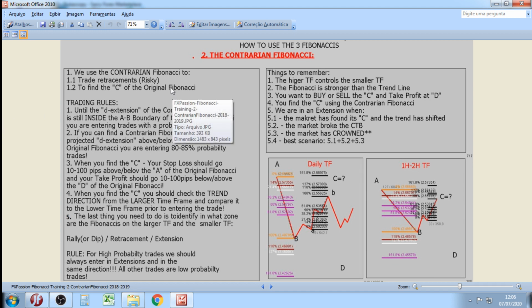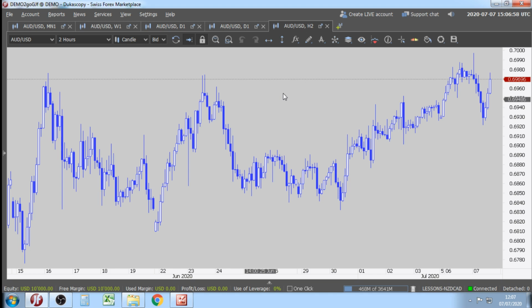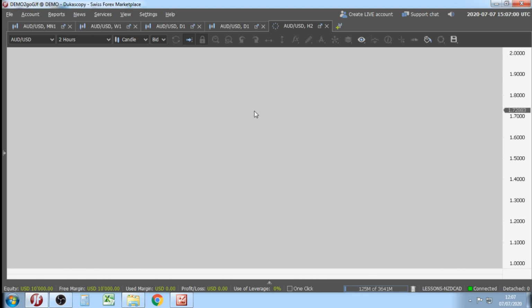Okay, everybody, the contrarian Fibonacci. We use the contrarian Fibonacci, number one, to trade retracements. And number two, to find the C of the original Fibonacci. Finally, right? Wow, to trade retracements.